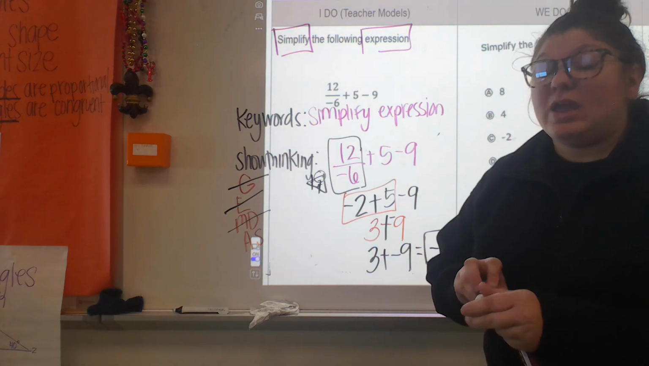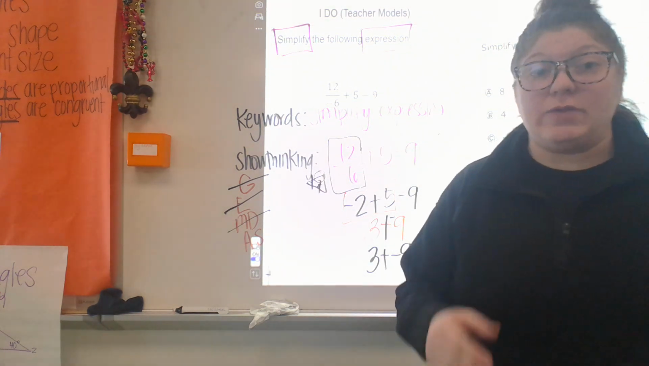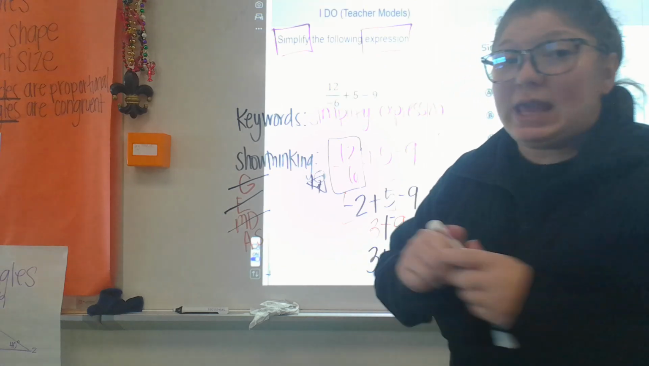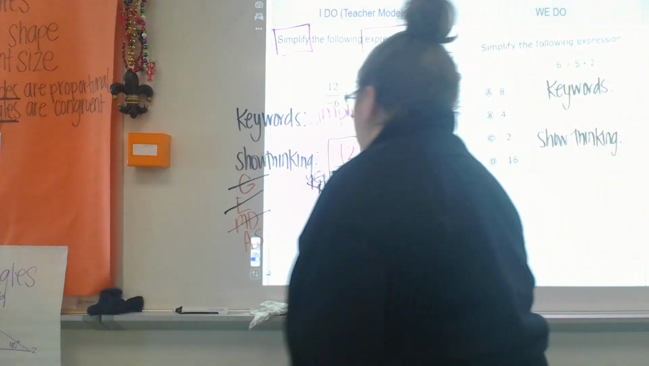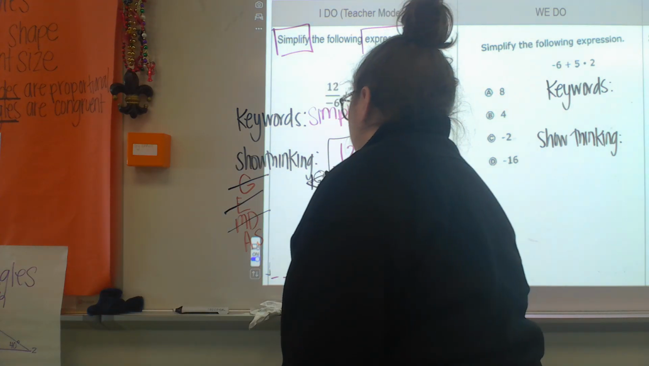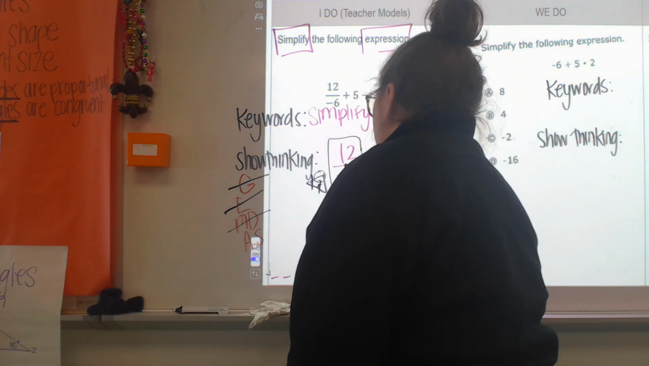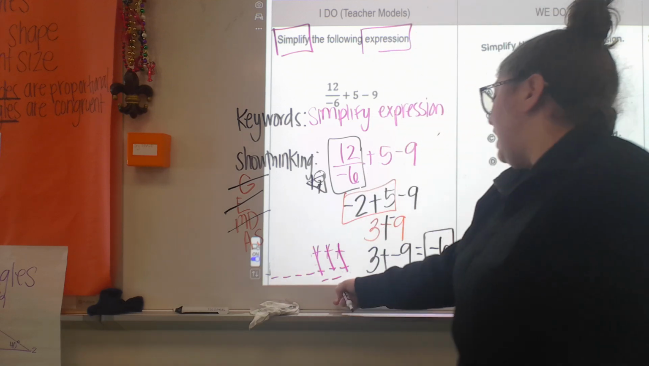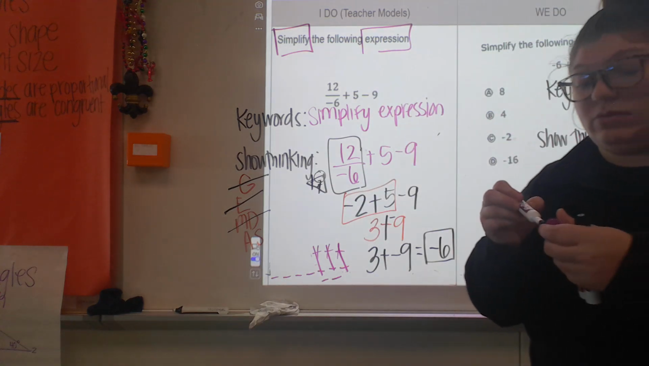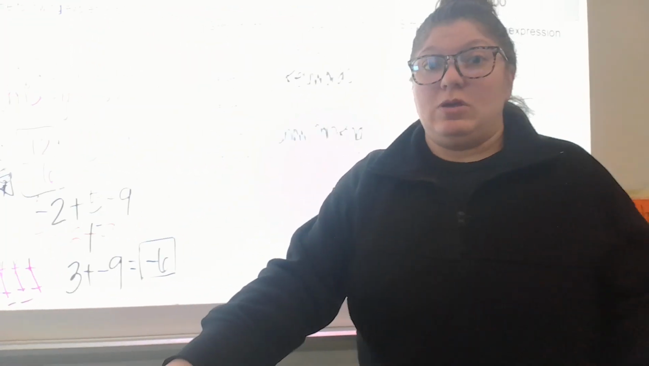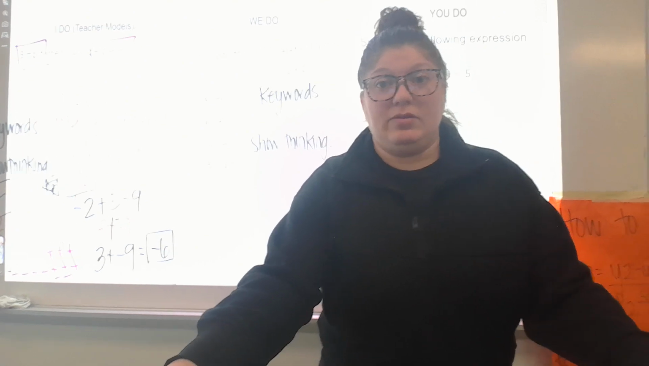Okay, remember, if you don't understand, you can use counters. You can still draw it out. So like, I have 3 positives and I have 9 negatives. 1, 2, 3, 4, 5, 6, 7, 8, 9. Remember, positive and negative, 0 out, and I can count them. I have 6 negatives. Okay, let's move on to the next one. Remember, we're doing this one as a class.